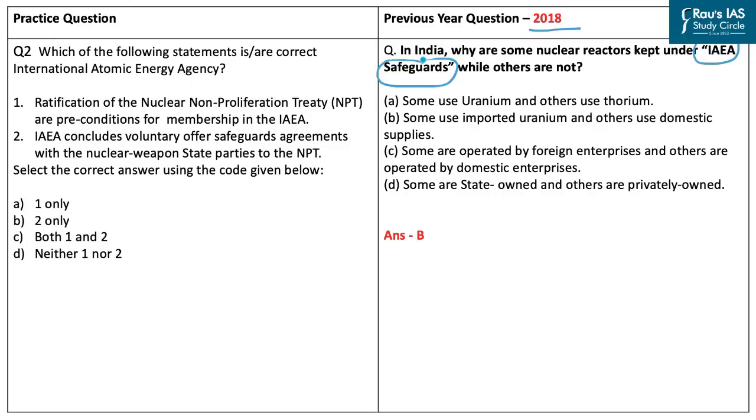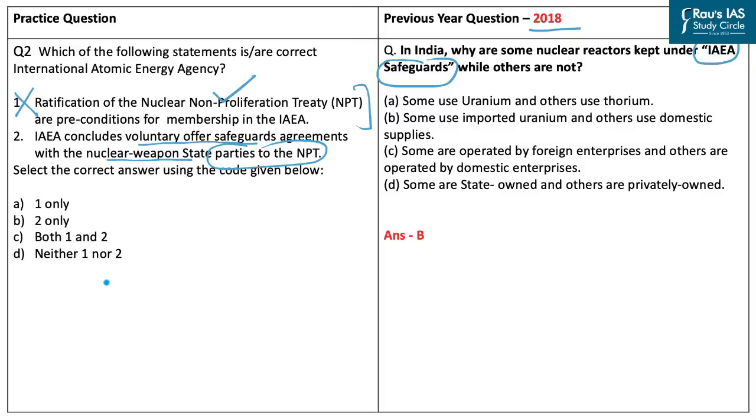Now, in this line, if you look at this practice question, the first statement reads that the ratification of Nuclear Non-Proliferation Treaty (NPT) is a precondition for the membership of IAEA. Now, there is no such condition to become a member of the IAEA, and that is why the first statement here is incorrect. In this regard, if you look at the second statement, it reads the IAEA concludes voluntary offer safeguard agreements with the nuclear weapon states which are parties to the NPT.